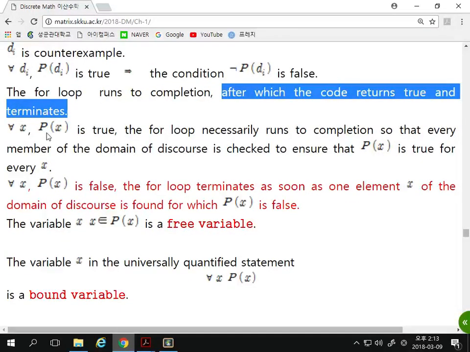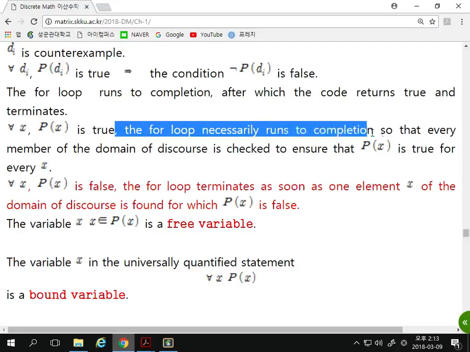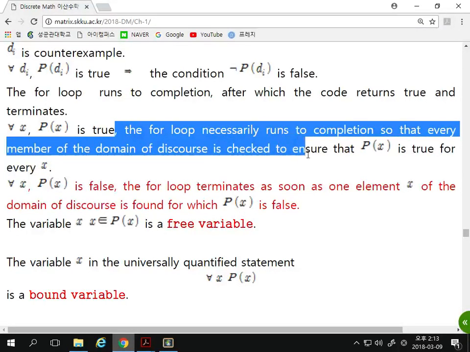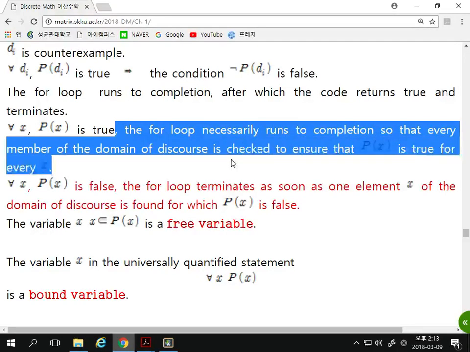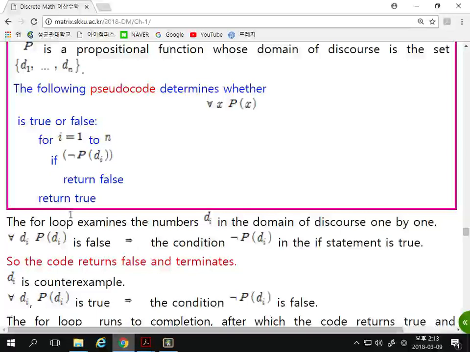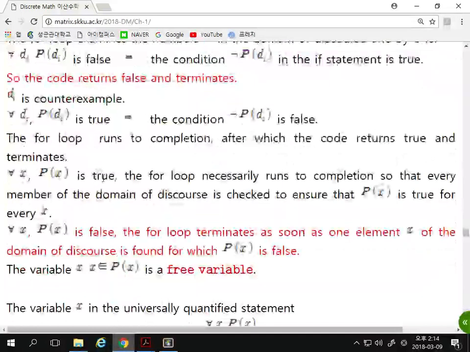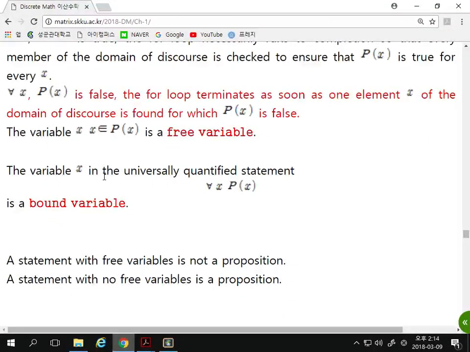So if for all x, P of x is true, then the loop necessarily runs to completion, so that every member of the domain of discourse is checked to ensure that P of x is true for every x. With this pseudocode, we can check whether the sentence is true or not. If we find one counterexample, it comes out false. If we cannot find a counterexample, and we checked every d_i and P of d_i is true, then it terminates with the sentence being true. That is the kind of code we use to check whether the given statement is true or false.